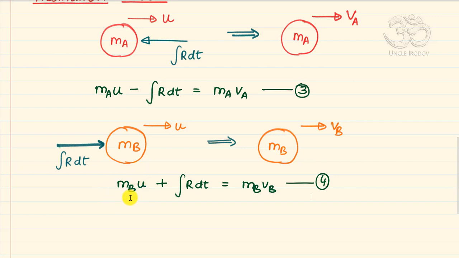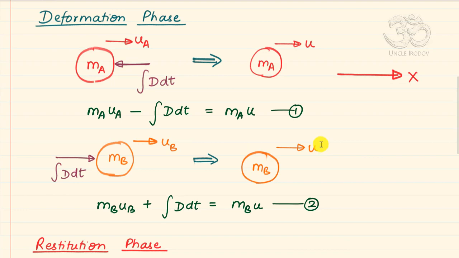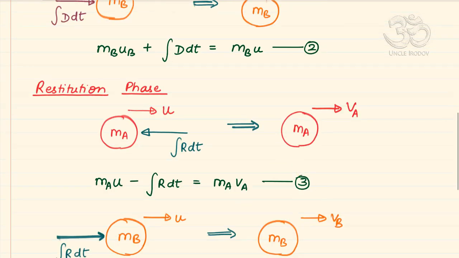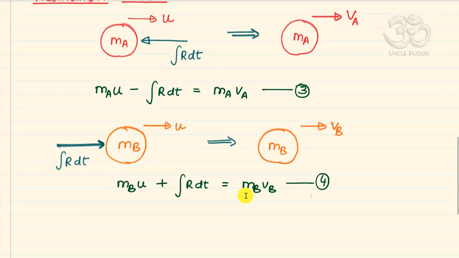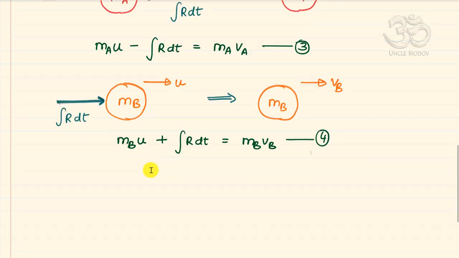The total initial momentum plus the change in momentum, which is equal to the impulse, is equal to the final momentum. That's it. So now using these equations 1, 2, 3 and 4, I need to find out that ratio that I'm going to define as the coefficient of restitution.